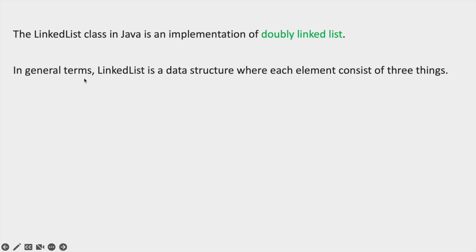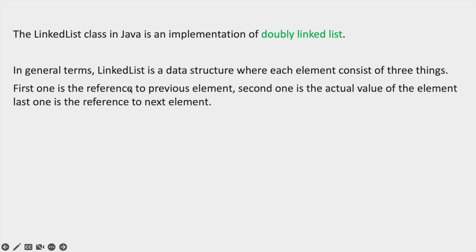In general terms, a linked list is a data structure where each element consists of three things. The first one is the reference to the previous element. The second one is the actual value of the element, and the last one is the reference to the next element.